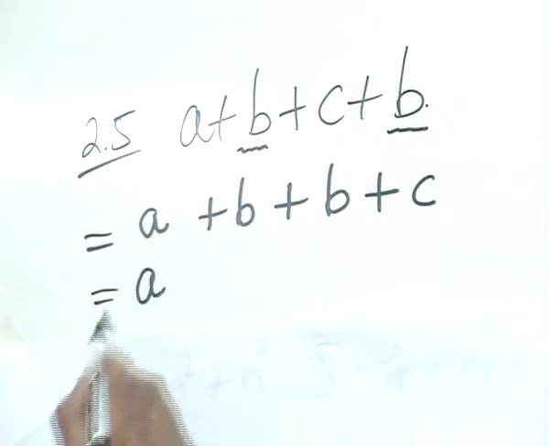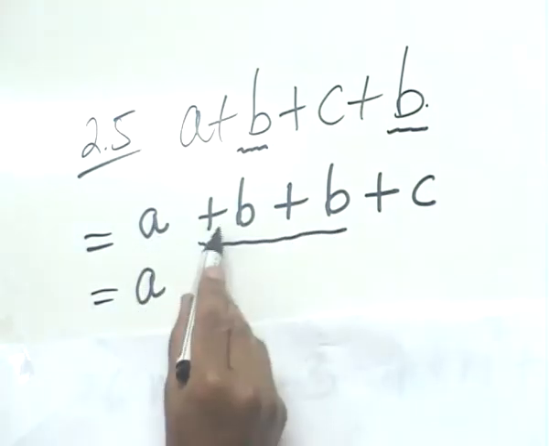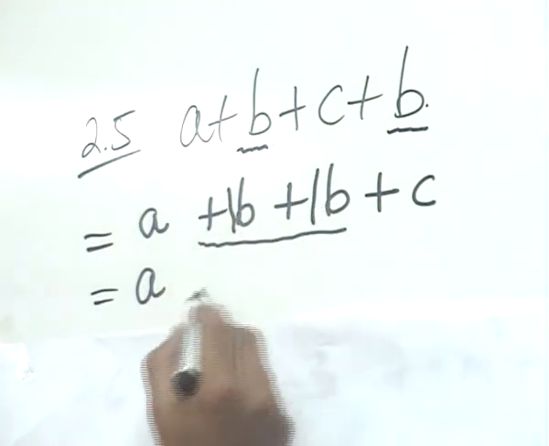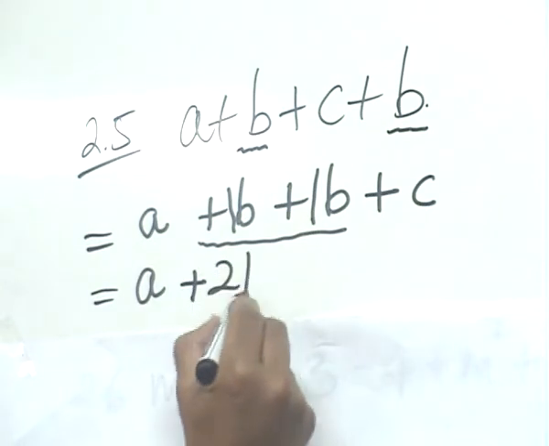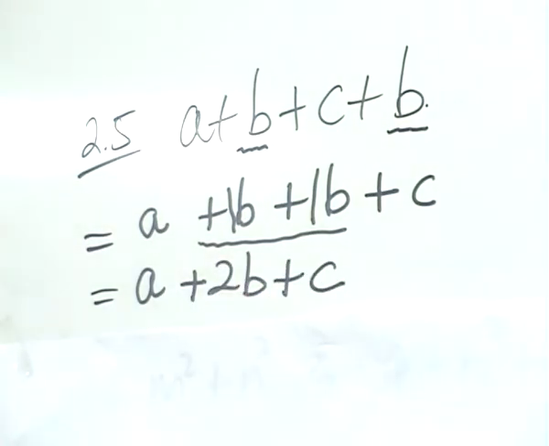And when you add this up, A will remain on its own here, but these two can be added together. So plus B really means plus 1B, that's 1 plus 1, 2. So it's plus 2B plus C. So that's your final answer for 2.5.